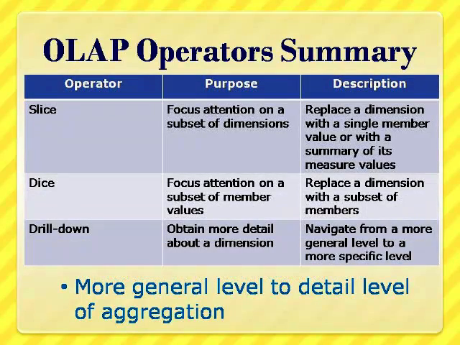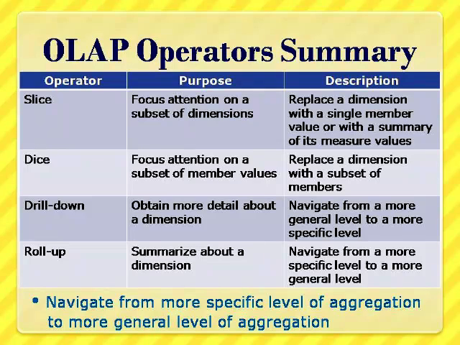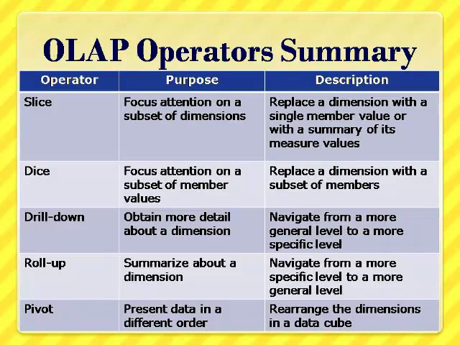The third operator is called drill down. The purpose of using the drill down operator is to obtain more detail about a dimension. That means you can navigate from a more general level to a more specific level. Whereas roll-up is an operator used to summarize details about a dimension. That means you can navigate from a more specific level to a more general level, which is the reverse process of the drill down operation. And the last operator is called pivot.